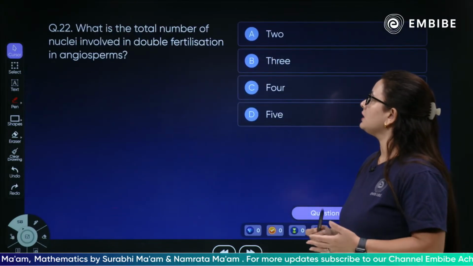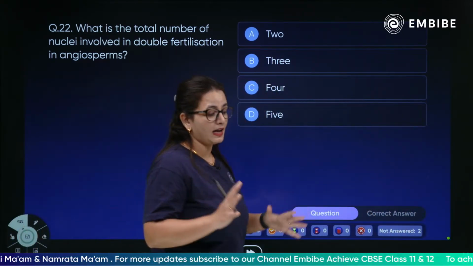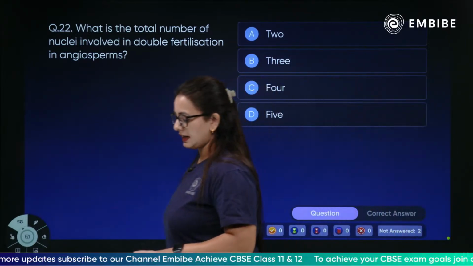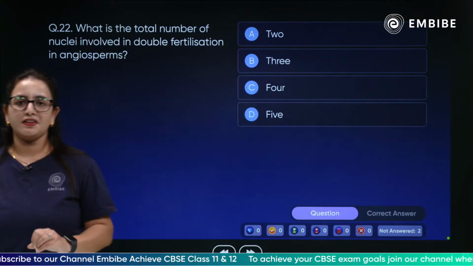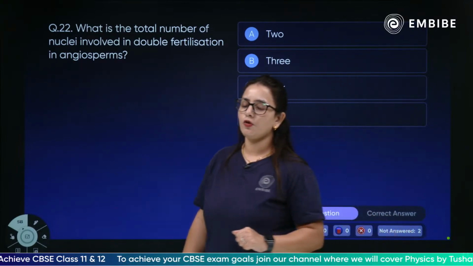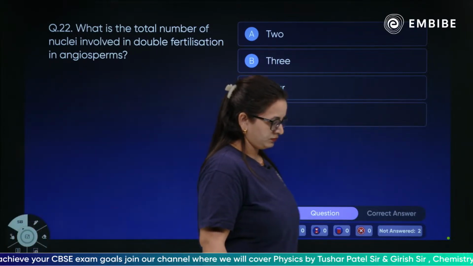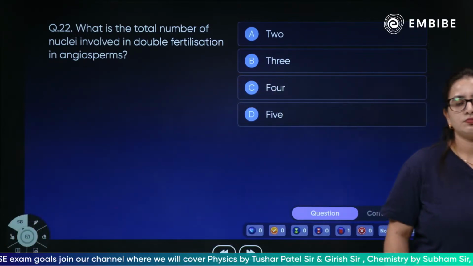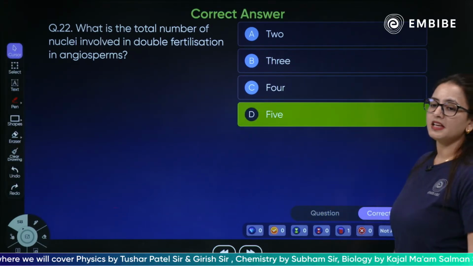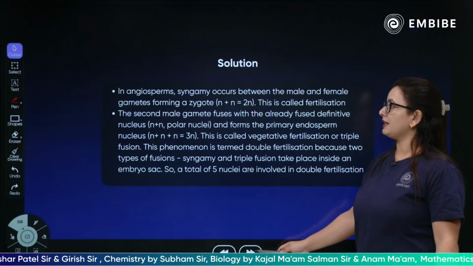Next question. What is the total number of nuclei involved in double fertilization? Please count it. It is very simple. 2, 3, 4, 5. The answer would be 5. Five nuclei are involved in double fertilization.